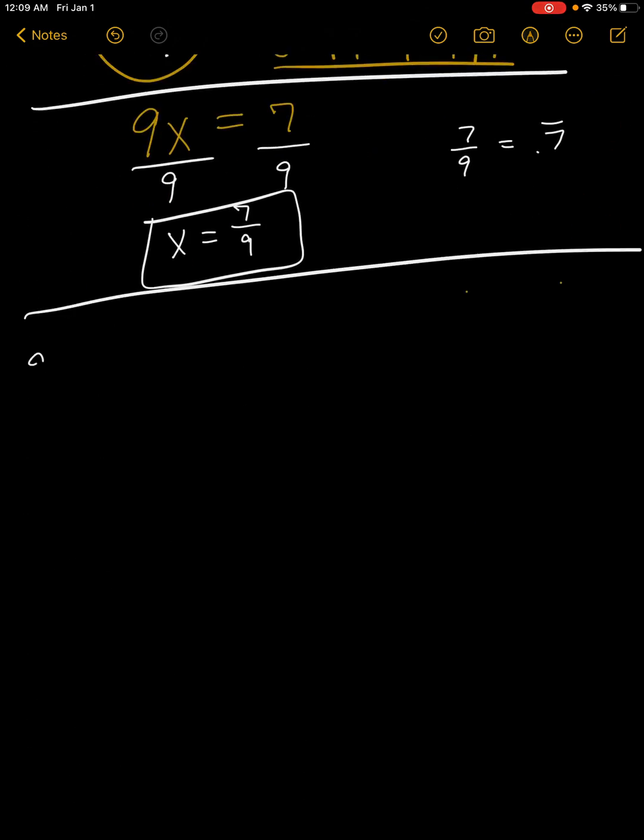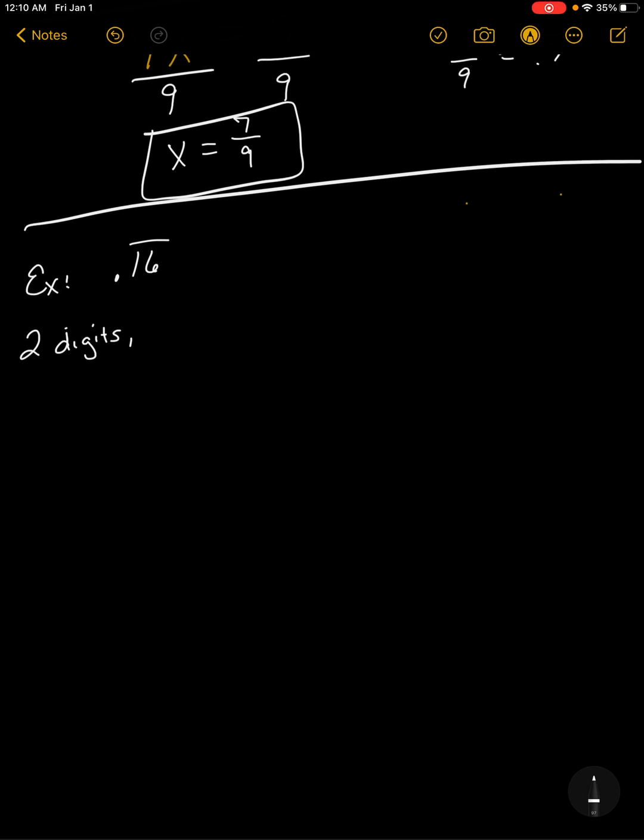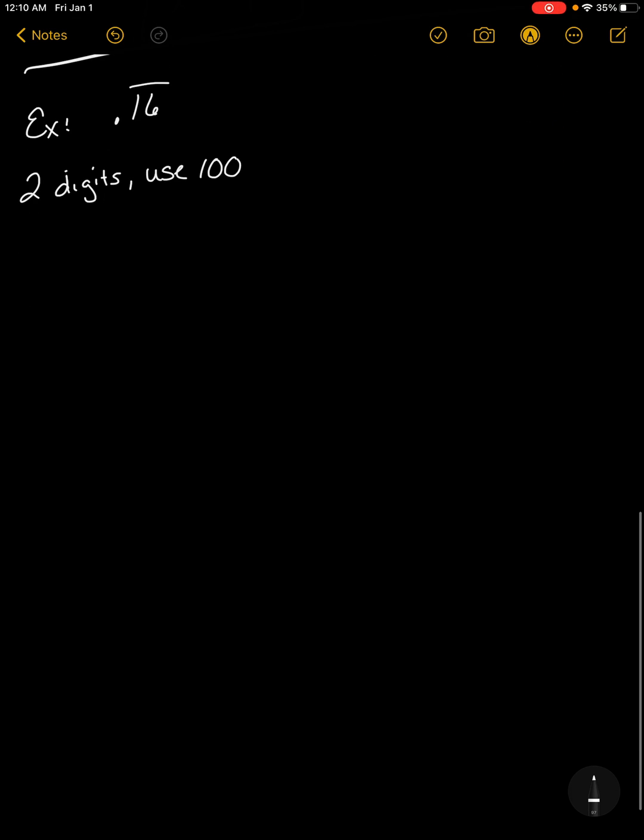Okay, we're going to do another example. We're going to change a repeating decimal 0.16 to its fraction. All right, so step 1 said, determine how many digits are repeating. There are 2 digits this time. The 1 and the 6 are repeating. So that means that you're going to use 100 this time in your equation. So you set up your equation, 100x.